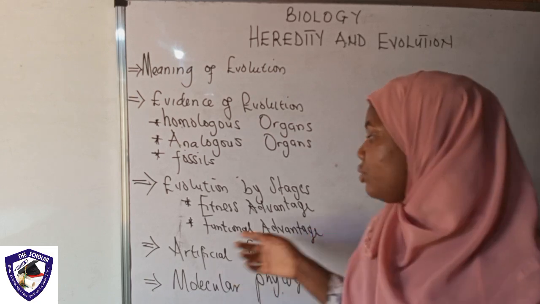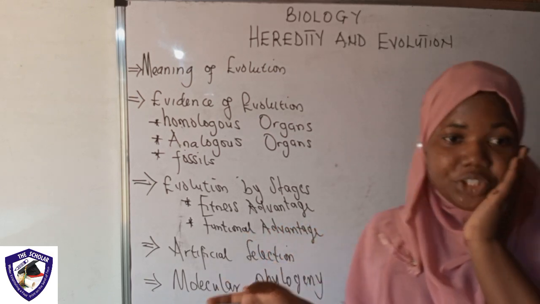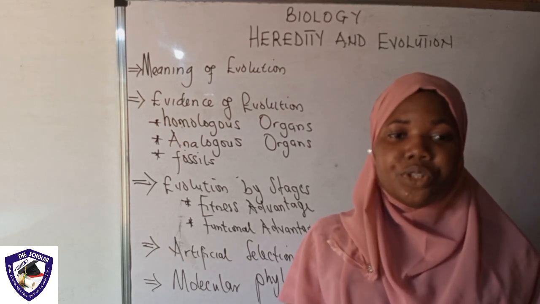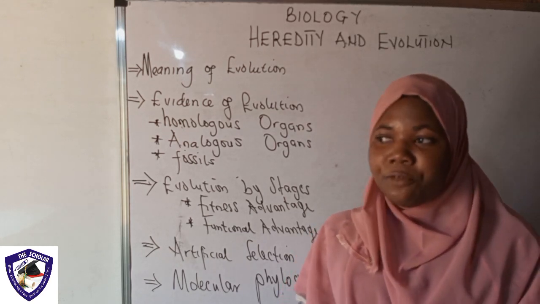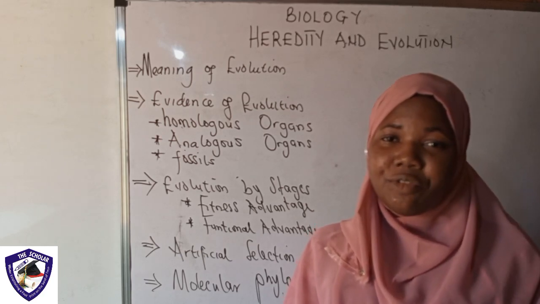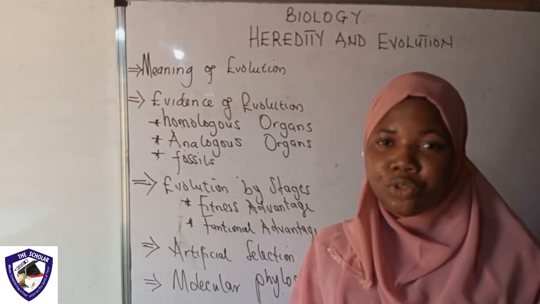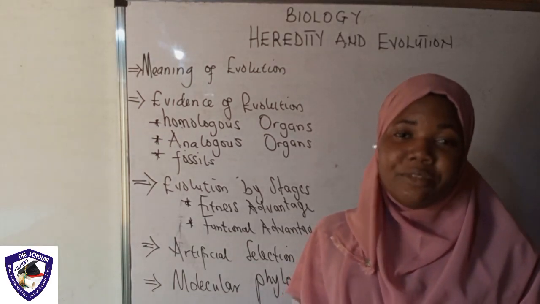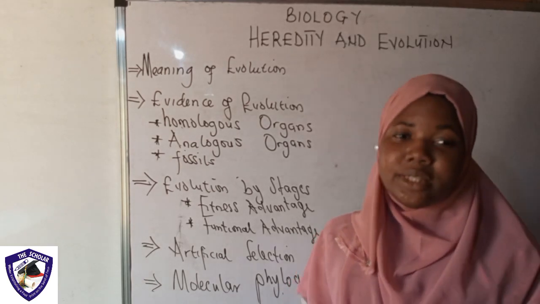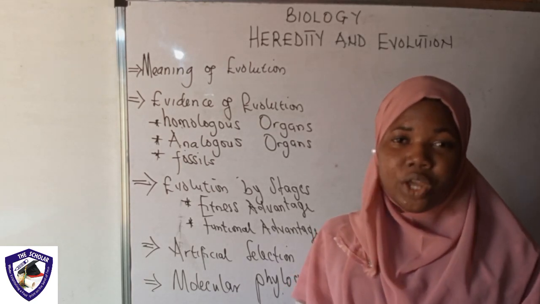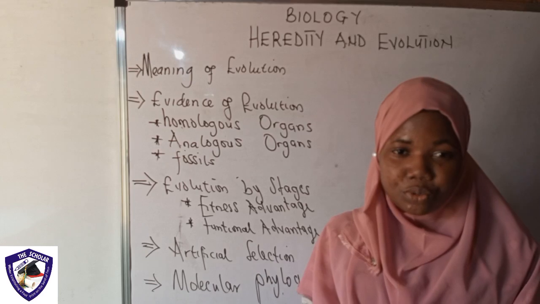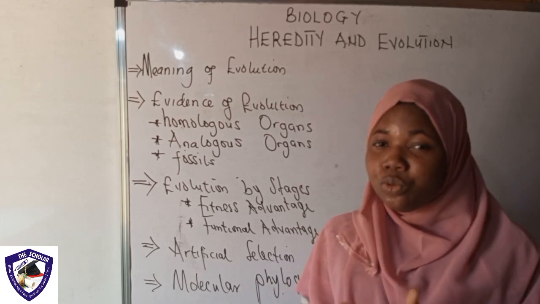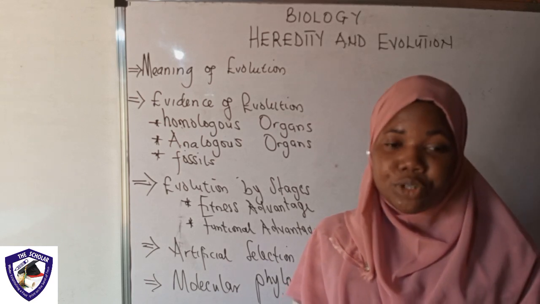Another one is the functional advantage. Functional advantage deals with organs that are used for a particular function, either for adaptation, for protection, or for feeding. An example is the feather present in birds, which helps in providing insulation and also protection. Birds use feathers for insulation in cold weather. It helps them keep their body warm.